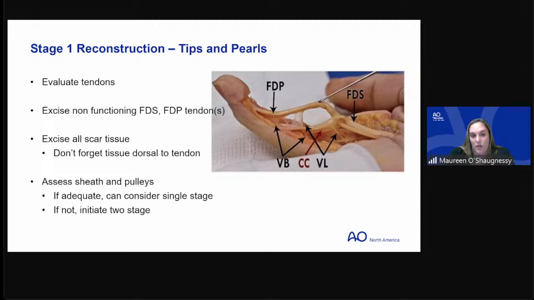Assuming both tendons aren't working, you have to take out the non-functioning tendons. So clean out that pulley sheath, tendon sheath to get a nice gliding bed. So take out all of that scar tissue, all that remnant tendon. Don't forget to go dorsal to the tendon to really get that scar tissue out of there. Assess your sheaths and your pulleys like we've talked about already here. If it's reasonable, you can do a single stage reconstruction, but more than likely initiate the 2-stage.